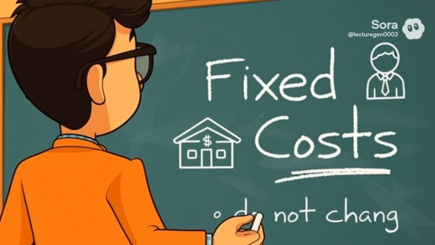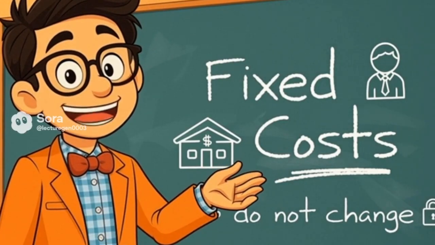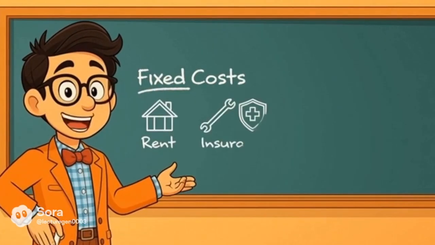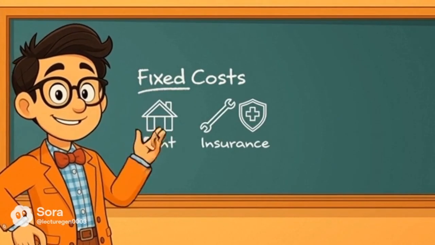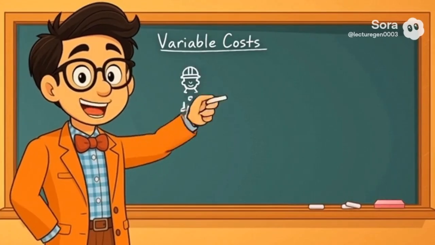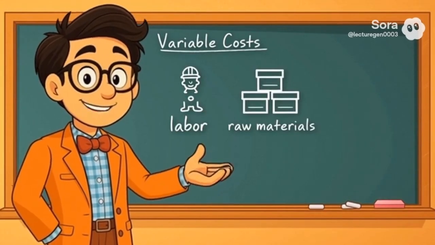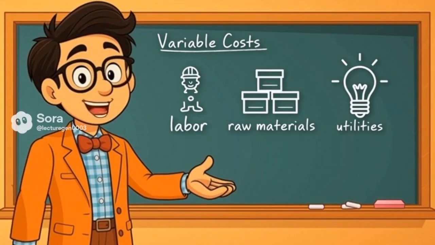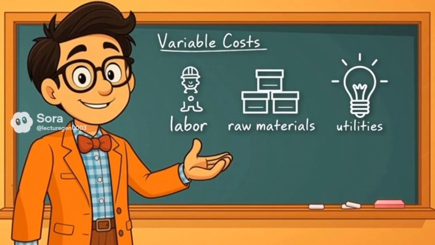Let's start with fixed costs, expenses that do not change with the level of output. Whether you produce 1 unit or 1,000, your fixed costs, like rent, insurance, or equipment, stay the same in the short run. Next, we have variable costs, which do change as output changes, like labor, raw materials, and utilities.